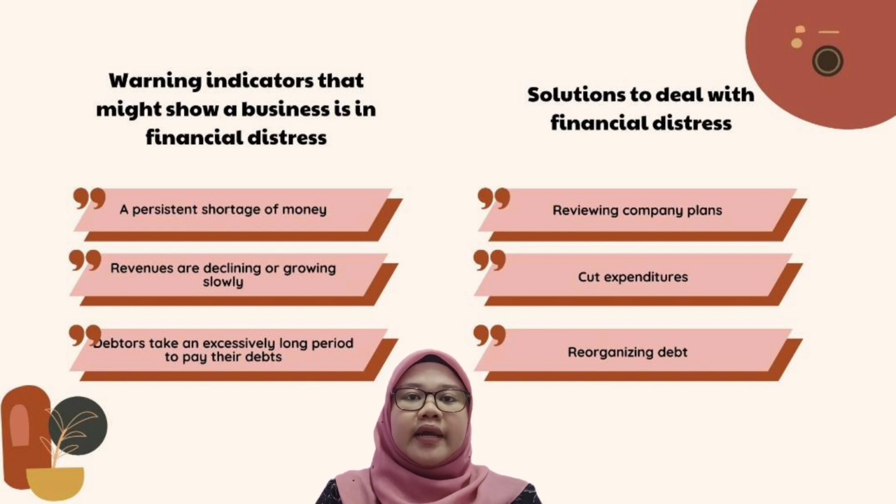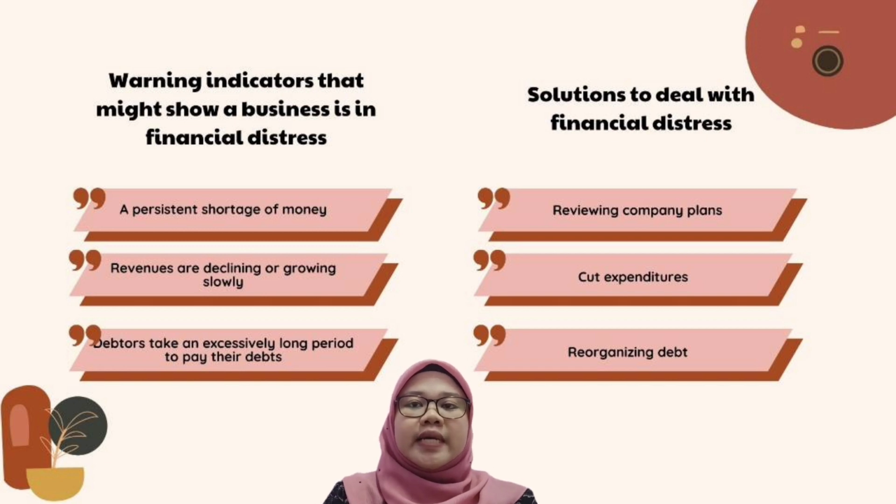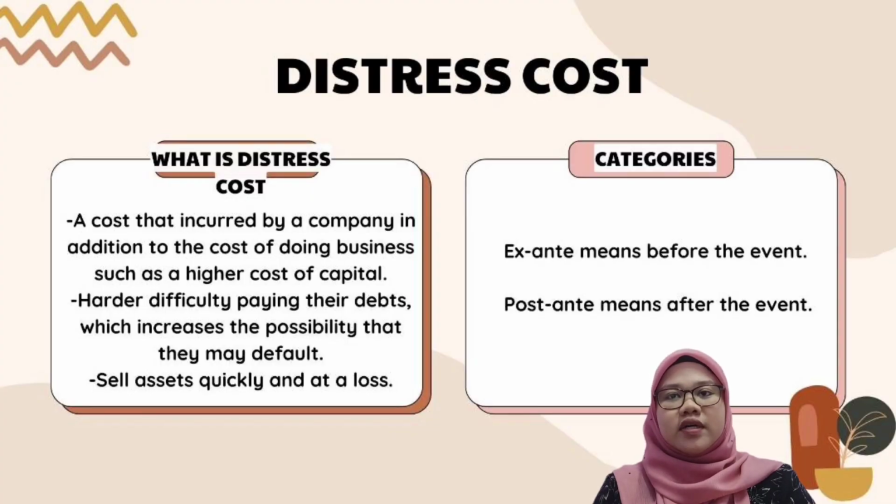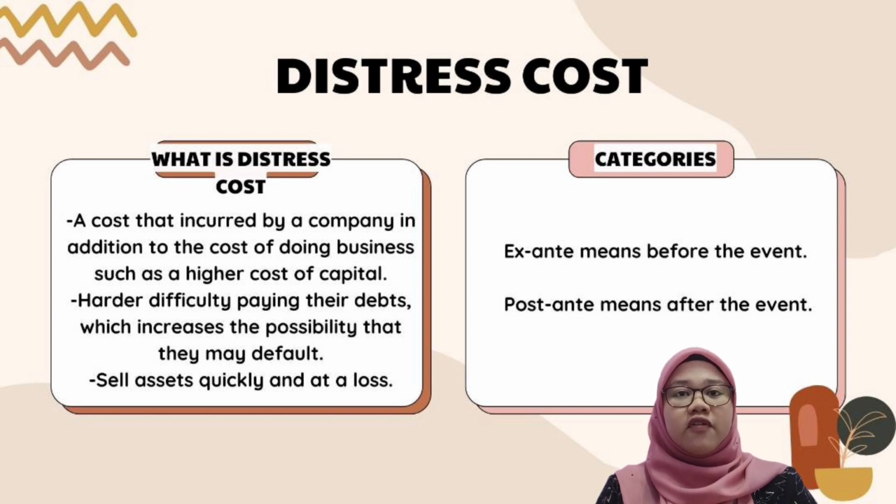Besides, the company can cut expenditure to deal with the financial distress. Furthermore, some companies could think about reorganizing their debt by renegotiating the terms of their repayment in order to increase their liquidity. Distress cost is the term used to describe a cost that is incurred by a company in addition to the cost of doing business, such as a higher cost of capital.